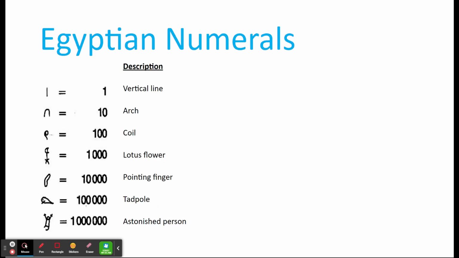The first example here is the Egyptian numerals. As you can see, we have this special code that they all stand for. There's a vertical line for 1, an arch for 10, a coil for 100, a lotus flower, a little more complex, for 1,000, a pointing finger, which is interesting, for 10,000, a tadpole for 100,000, and the million is the astonished person. Kind of funny. So, for example, to write 600, we would actually make 6 of those coils. So this would be 600.